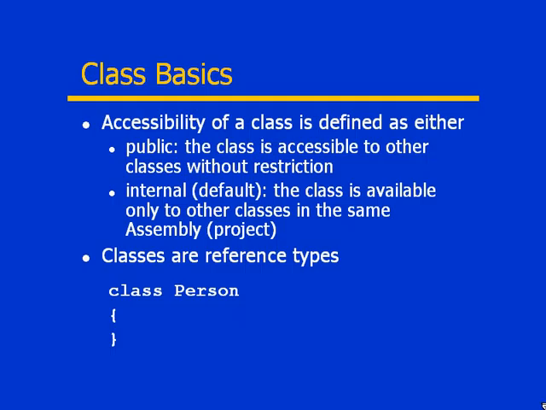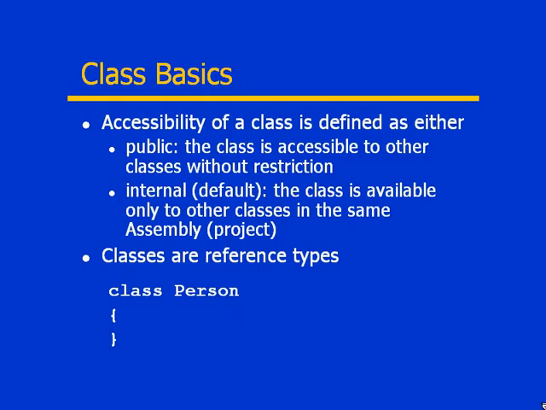There are really two different levels of accessibility for classes. Classes can either be public or they can be internal. If you mark a class as public, that means that class is basically accessible to other classes without restriction at all. As long as the classes have access to your public class, then the class can be instantiated and implemented. An internal class, on the other hand, is only available to other classes that are in the same assembly.